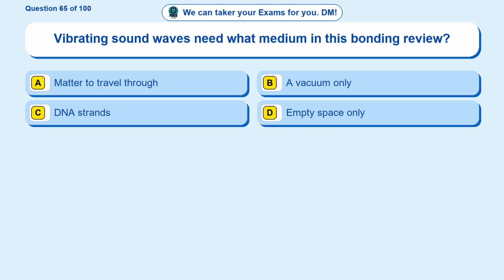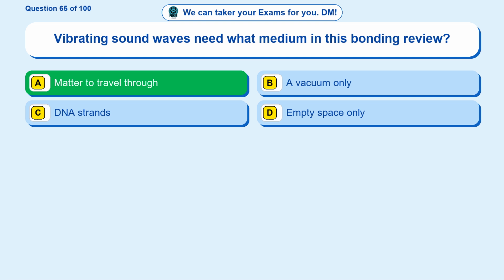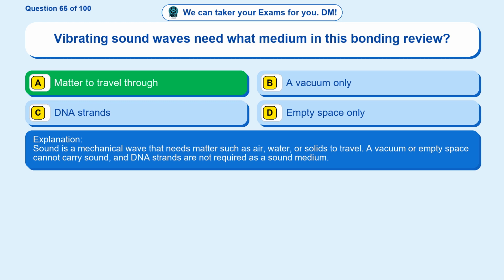Question 65. Vibrating sound waves need what medium in this bonding review? Option A, matter to travel through. Option B. A vacuum only. Option C, DNA strands. Option D, empty space only. The correct answer is option A. Matter to travel through. Sound is a mechanical wave that needs matter such as air, water, or solids to travel. A vacuum or empty space cannot carry sound, and DNA strands are not required as a sound medium.